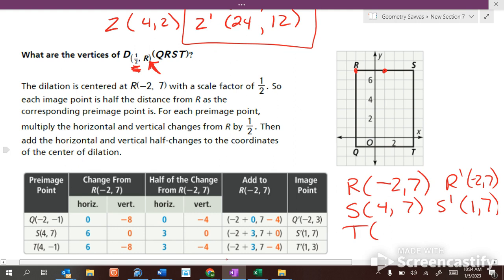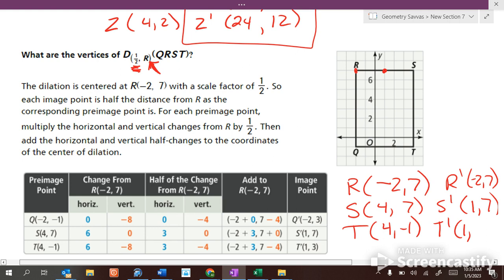T was originally at (4, -1). Okay, it's going to be half as far away from R. Now, how far to the right is T over? Well, it's the same distance as S is over, right? S was 6 over, and T is 6 over. So the length it's over is just going to be half of 6, which is 3, which puts it at 1. So T prime will be at 1.